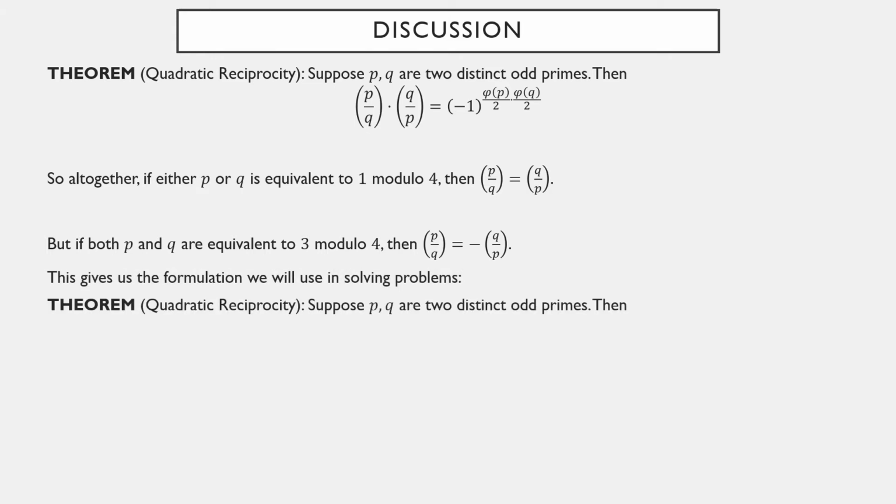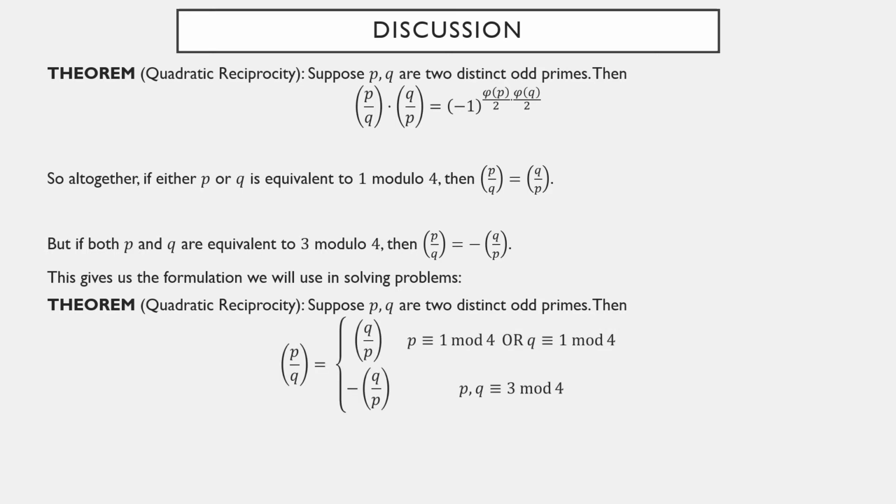So finally, we're just going to formally restate it in those terms. Suppose P and Q are two distinct odd primes. The two Legendre symbols are equal if either one of the primes is equivalent to 1 mod 4. The two Legendre symbols are opposite if they are both equivalent to 3 mod 4.